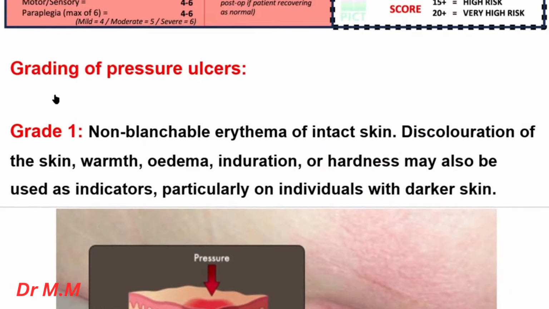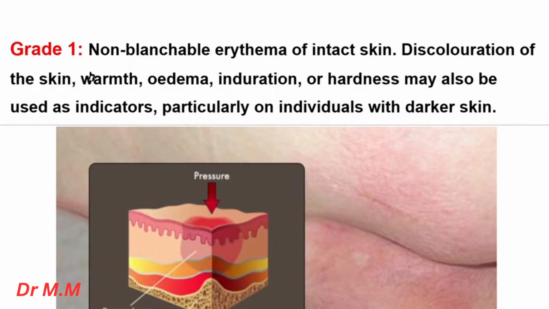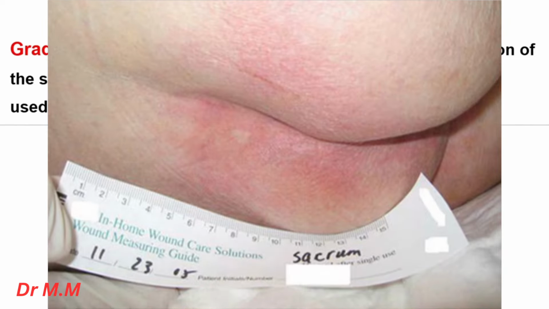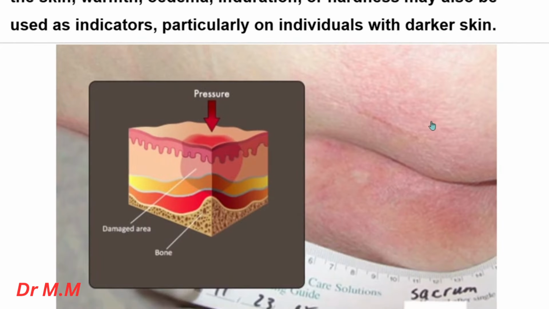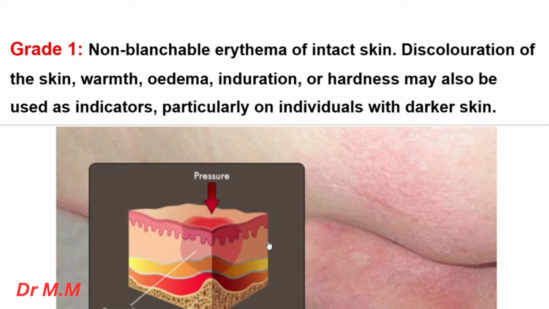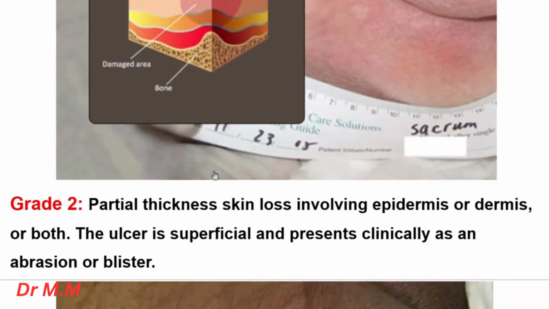And here we are going to explain grading of pressure ulcers. In grade 1, non-blanchable erythema of intact skin is present. Discoloration of the skin, warmth, edema, induration, or hardness may also be used as indicators, particularly on individuals with darker skin. As we can see here, this is a grade 1 bed sore or pressure sore. Here we can see non-blanchable erythema of intact skin.